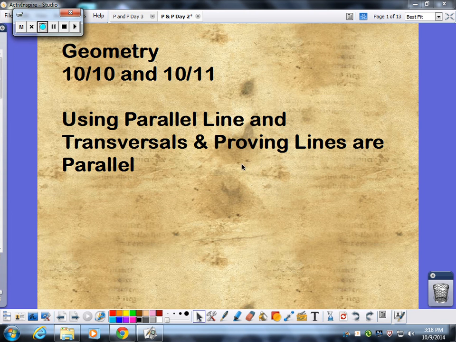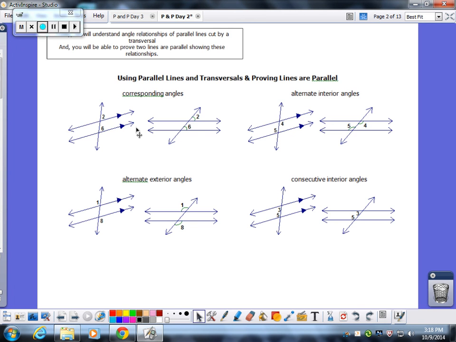Today we are moving on to using parallel lines and transversals to prove lines are parallel. Last class we talked about the four different types of angle pair relationships: corresponding, alternate interior, alternate exterior, and consecutive interior angles. So today we're going to learn how to prove lines are parallel by using these four relationships.